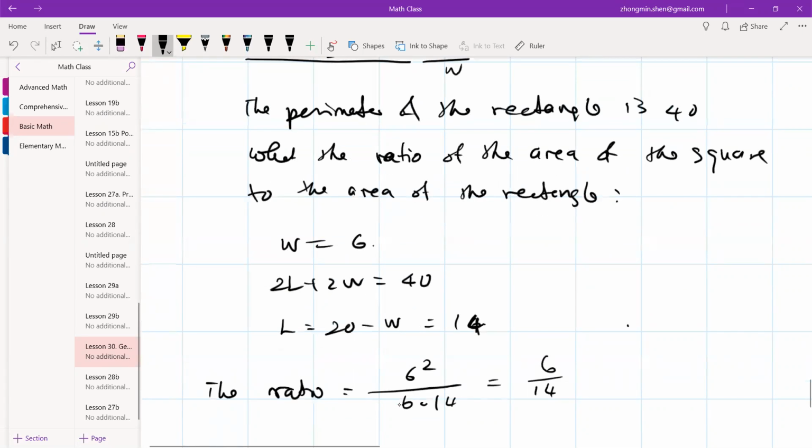How come you get 13? It's going to be 3 over 7. That's what I get. Come on, did nobody give me 3 over 7? 3 over 7, 3 to 7.